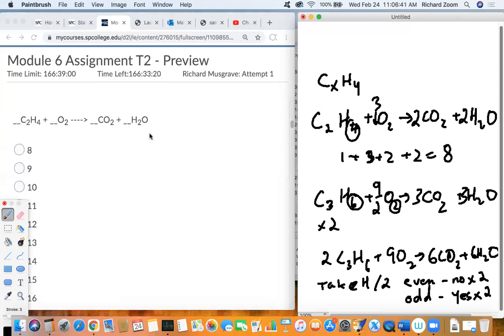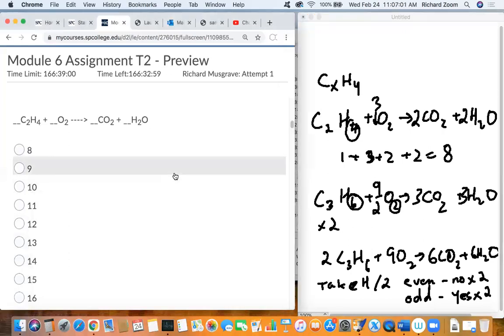So that's just for hydrogens, right? I'm sorry? If the hydrogen is odd. No, if the hydrogen divided by 2, if the result of that is odd, you have to multiply by 2. So 6 divided by 2 is 3, and that's an odd number. Is that okay? Okay. Thank you.